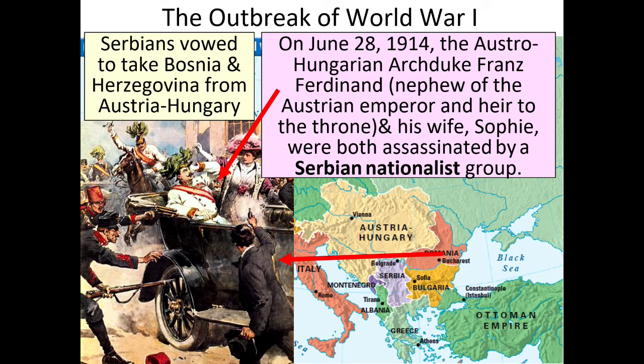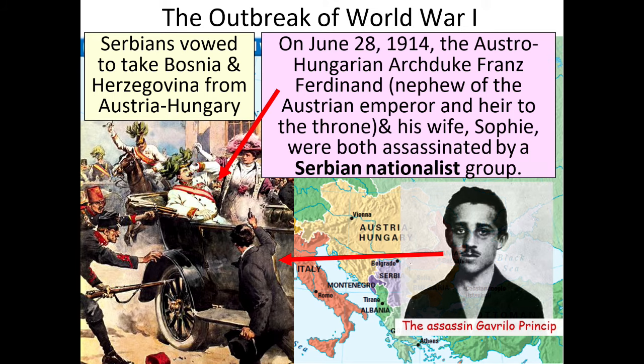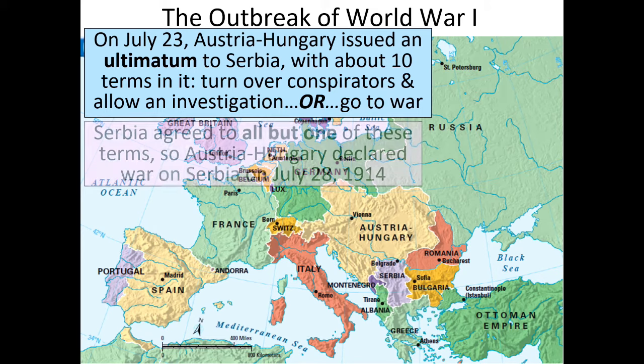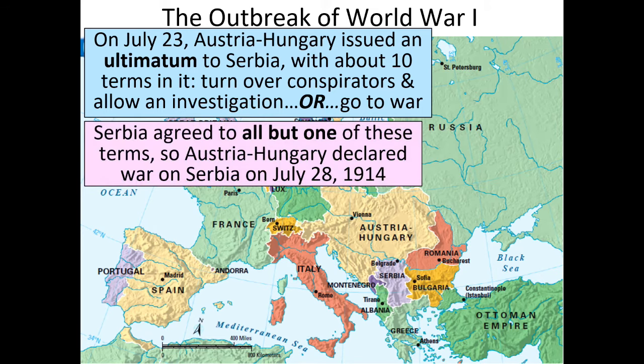On June 28, 1914, the Austro-Hungarian Archduke Franz Ferdinand, nephew of the Austrian emperor and heir to the throne, and his wife Sophie were both assassinated by a Serbian nationalist group. The assassin was Gavrilo Princip. On July 23rd, just a few days later, Austria-Hungary issued an ultimatum to Serbia with about 10 terms in it. Turn over the conspirators and allow an investigation, or go to war. Serbia agreed to all but one of these terms. So, Austria-Hungary declared war on Serbia on July 28, 1914.